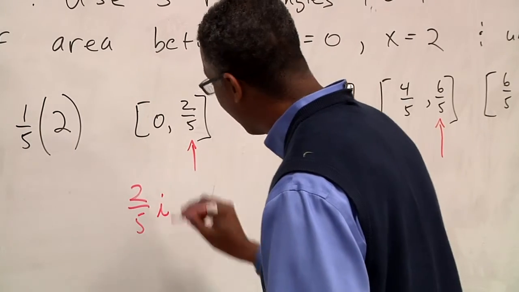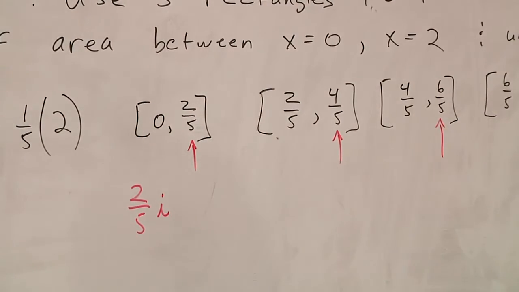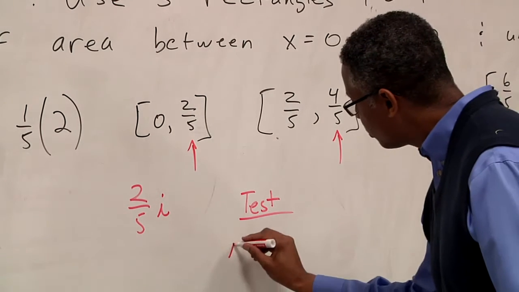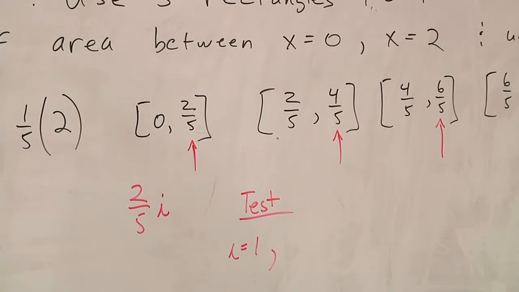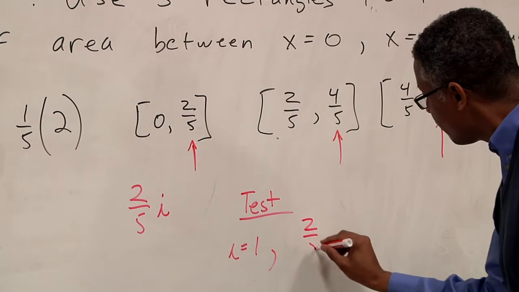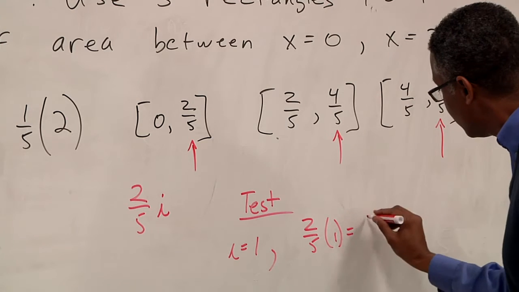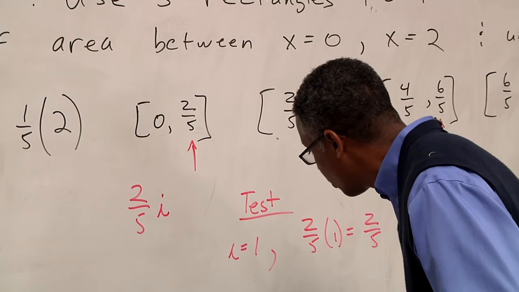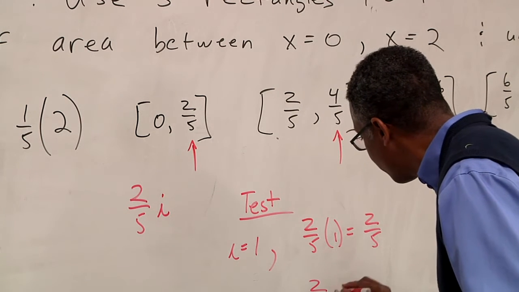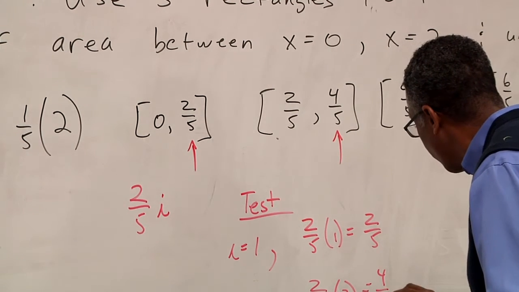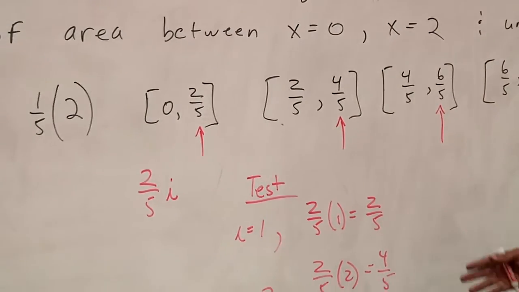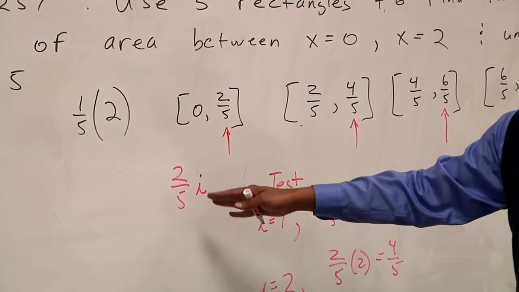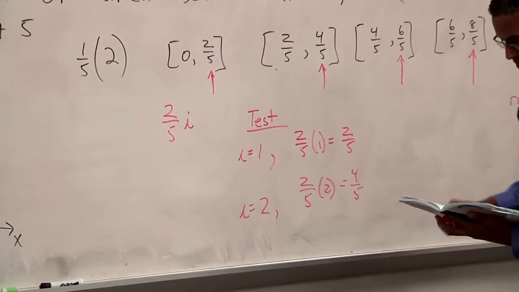2/5 times I. And if you don't believe that, let's go ahead and test it out, okay? So suppose I equals 1. Then 2/5 times 1 is 2/5. That's the first endpoint. Let's suppose I equals 2. Then 2/5 times 2 is 4/5. That's the second endpoint. So I just want to prove to you that 2/5 I is a shorthand way to represent the set of all endpoints that we're dealing with, okay?